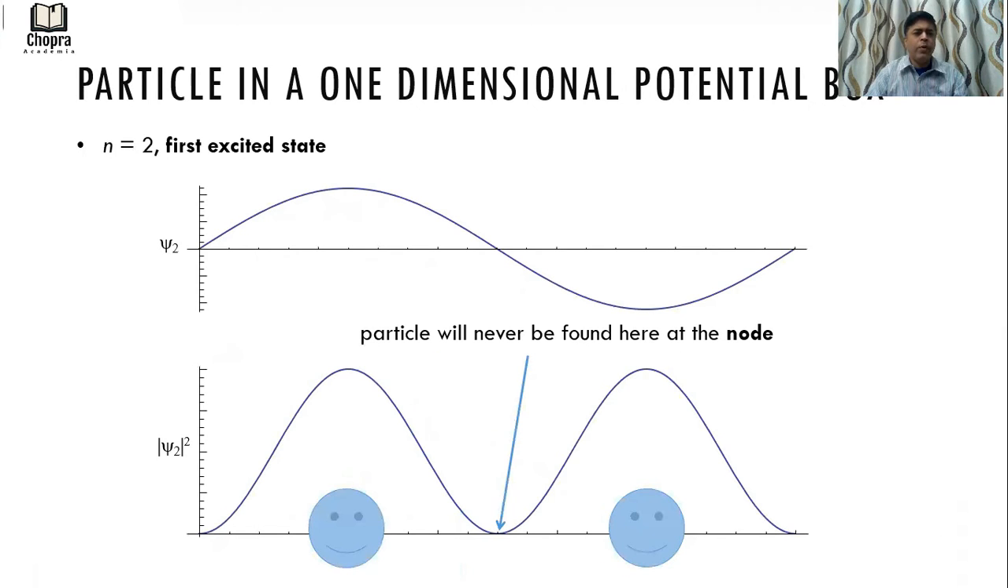Now this is n equal to 2, which is the first excited state. You see the wave function is represented like this, but probability cannot be negative. So that is mod of psi2 square, and the probability curve becomes like this. This curve represents that at the nodal point, the particle will never be found. There is least probability of finding the particle here, and the highest probability is at these points, where the graph goes to the highest value.